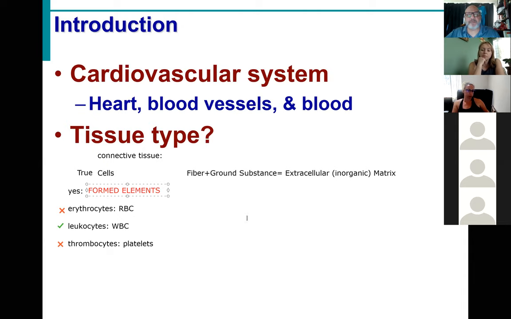All right. Does our blood have an inorganic matrix? Yeah, absolutely. It's the plasma.